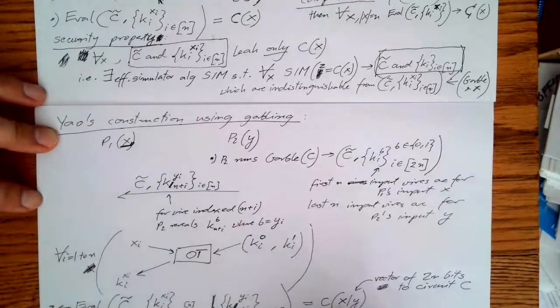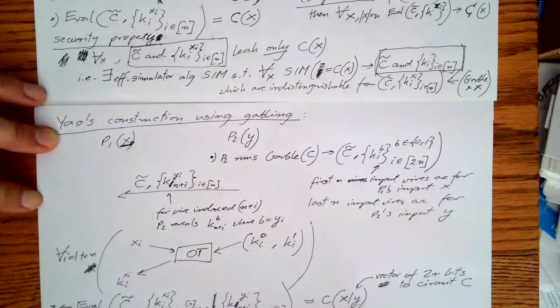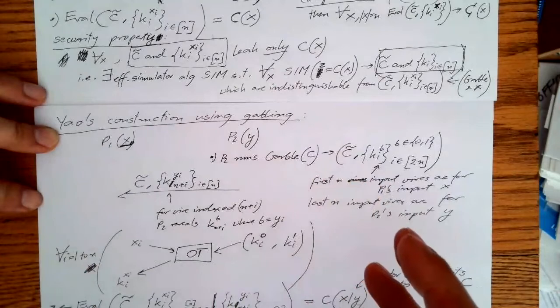The bits are half of them controlled by P1, half of them controlled by P2. And then finally, because we are in the honest but curious model, P1 can just send those outputs to P2. Right? Security.